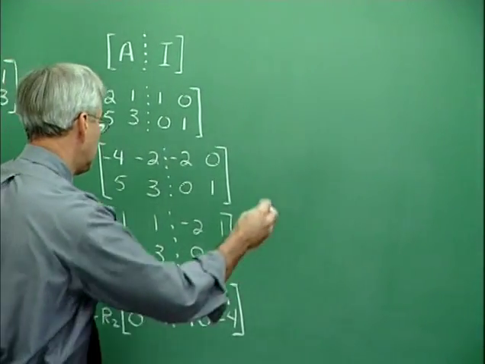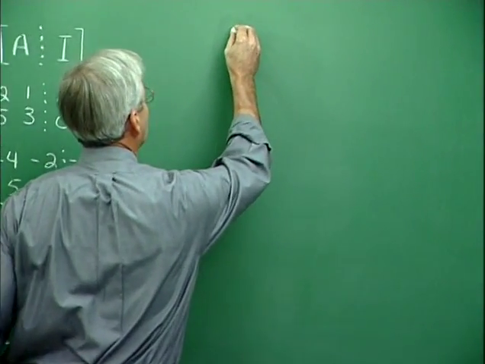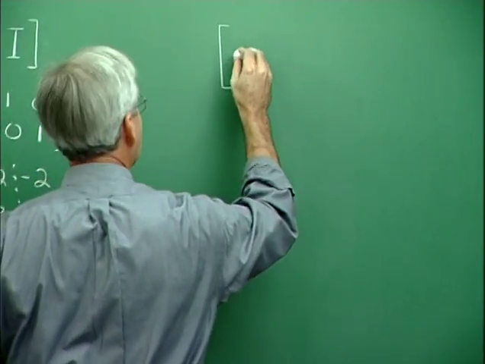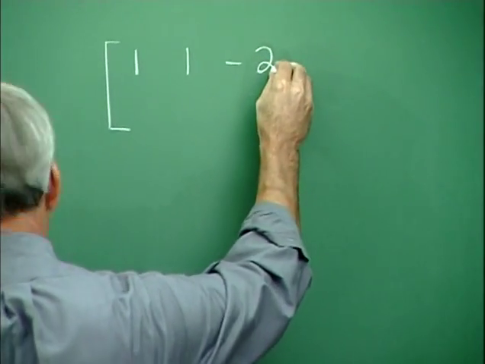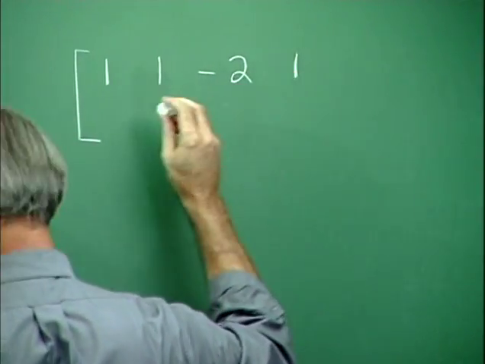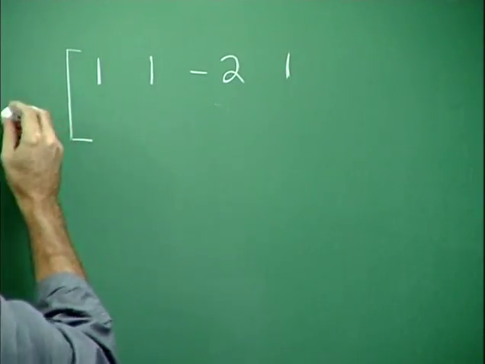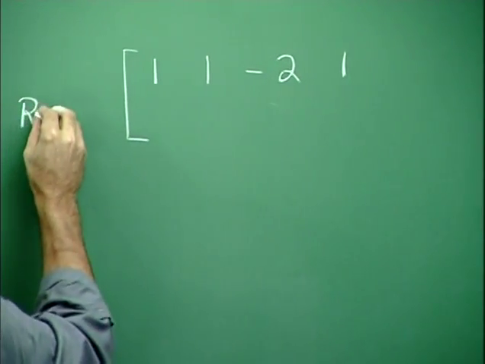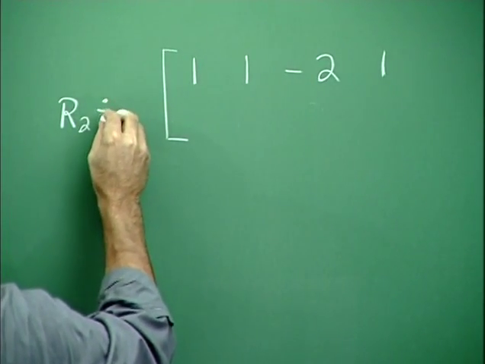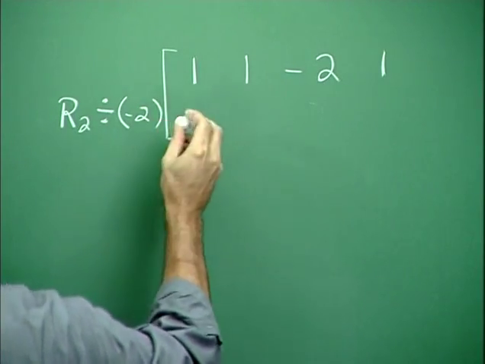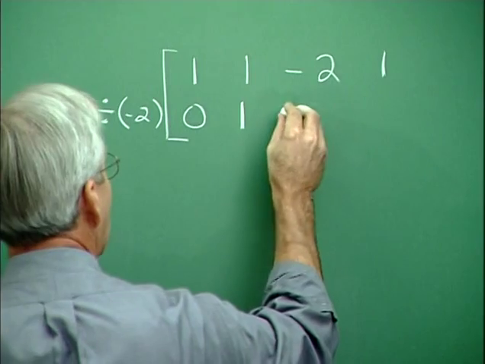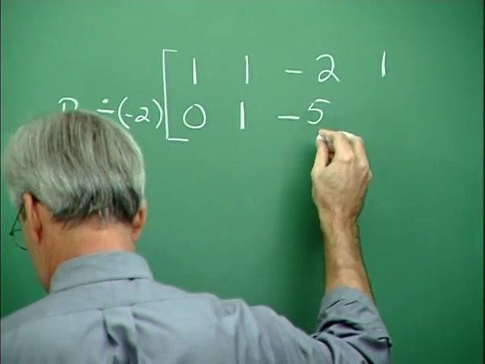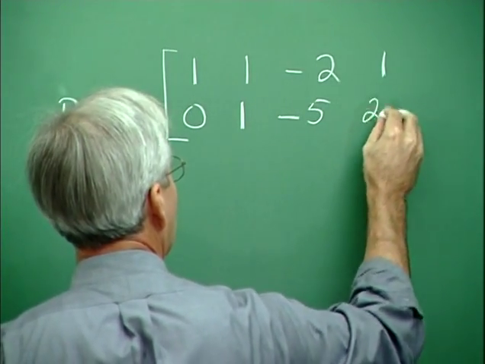So I'm going to write then, just going to bring over that top line. You can't see it here probably, but I'm just bringing it over. And then as I bring these over, I'm taking row 2 and I'm dividing by -2. So I have 0, 1, -5, 2.